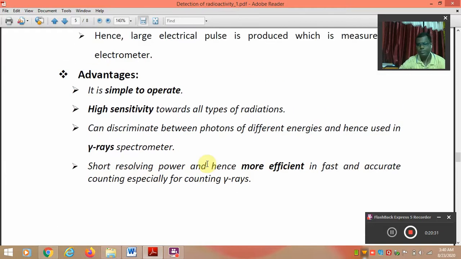So dear friends, in this lecture we have discussed the scintillation counter, its principle of working, and experimental setup, meaning the construction. Then we also discussed the working of the scintillation counter, and at the same time we have discussed the advantages. I hope you got a clear idea about the scintillation counter, its principle, construction and working with its advantages in this part of the lecture.